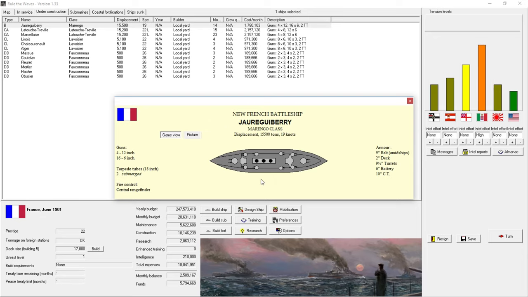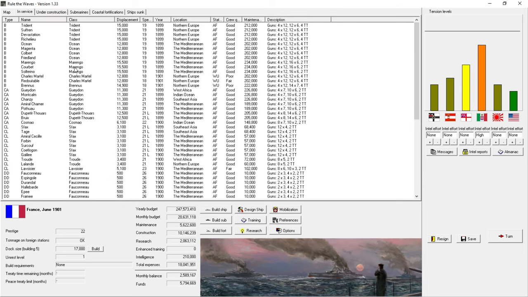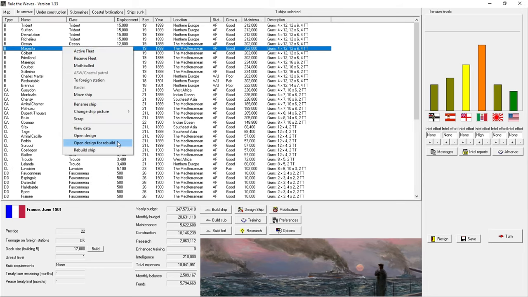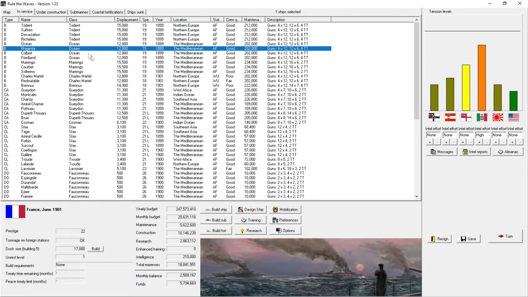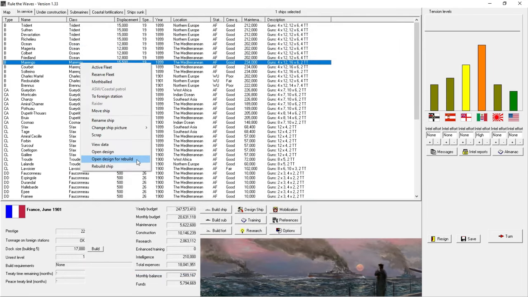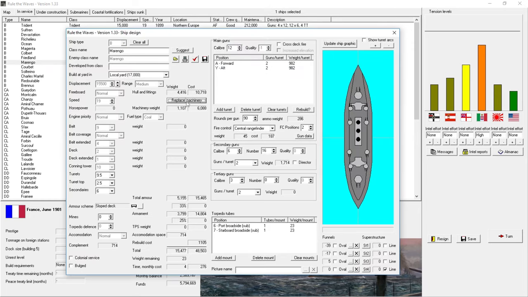You can see it's quite a solid design for this era, in my opinion. And let's see if we can do a rebuild. Open design for rebuild. We can replace some old machinery, and there you can see we saved a little bit of weight. But it doesn't look like we saved all that much. Wait a minute. No, this isn't the ship I wanted. Wrong class. Sorry. Open this ship for a rebuild. Okay, so we saved a few tons. We didn't really accomplish much.